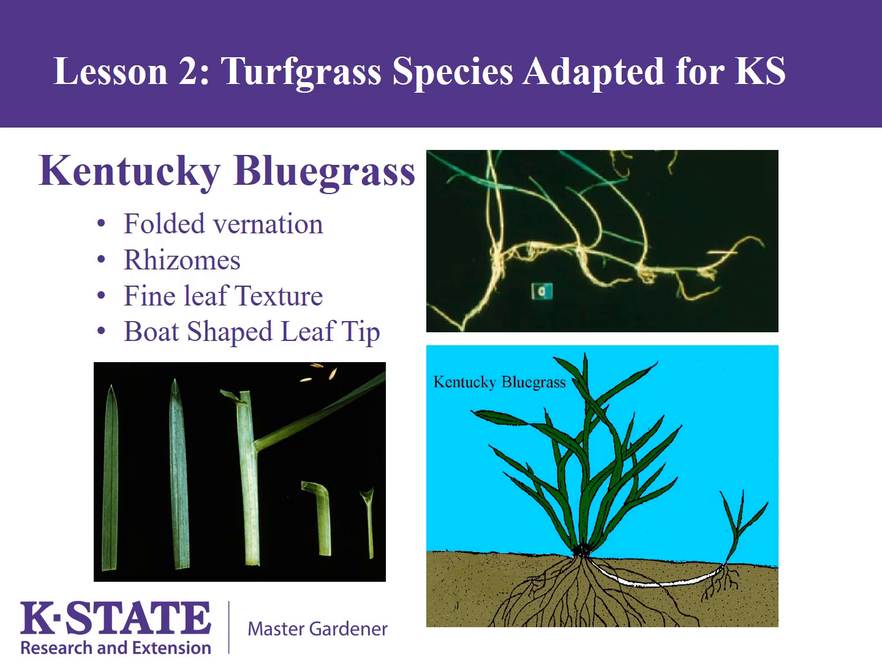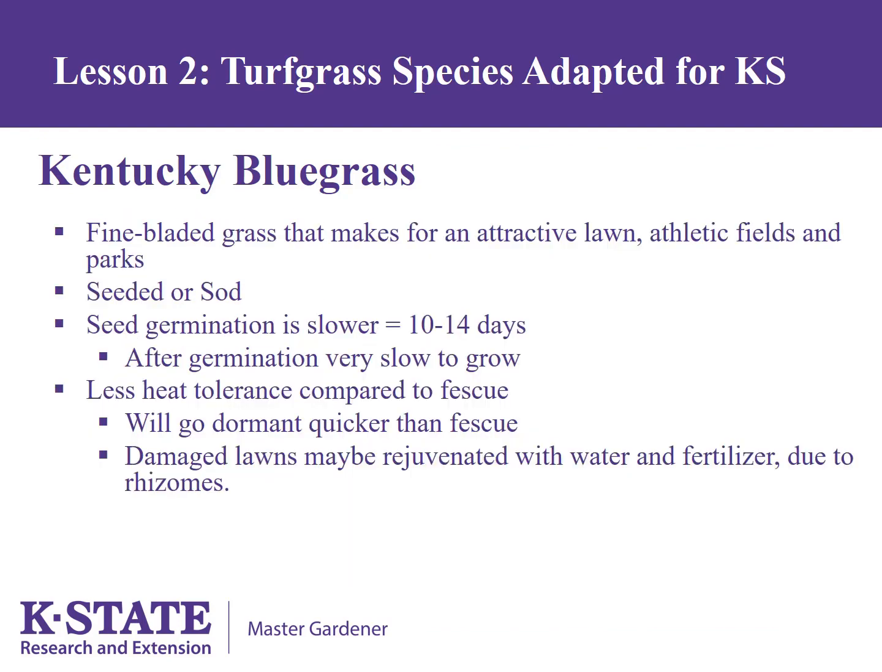It blends very well with tall fescue, but doesn't have the heat tolerance tall fescue does. It can be seeded or sodded. The germination is slower. We're talking 10 to 14 days. So in real life, we're probably looking at greater than 14 days. Even after it germinates, it's slower to establish. Once you get it established, it grows pretty well, but it is slower to establish than tall fescue.